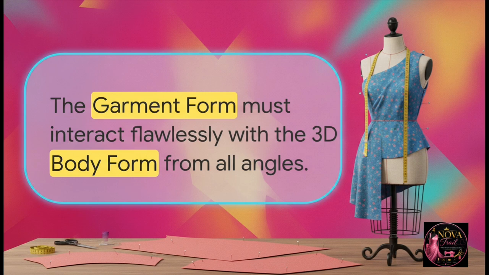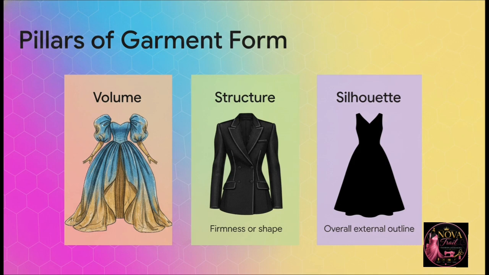This is exactly why pattern making involves measurements and darts. We're literally manipulating flat fabric so it molds perfectly to a 3D human form. And remember, because it's 3D, your garment has to look just as incredible from the side as it does from the front. To master garment form, you really need to understand its three main pillars.